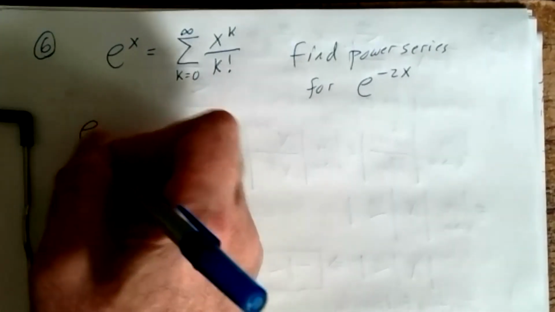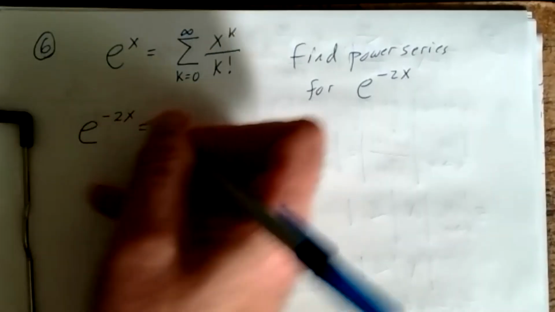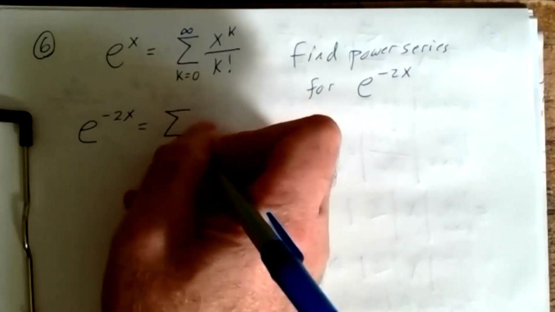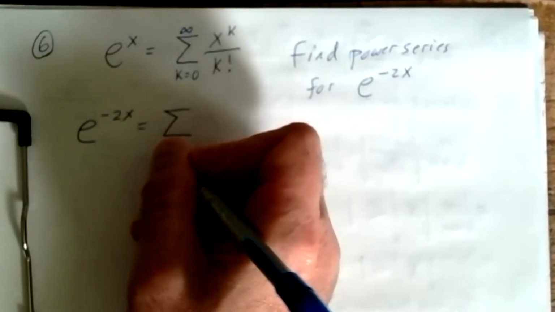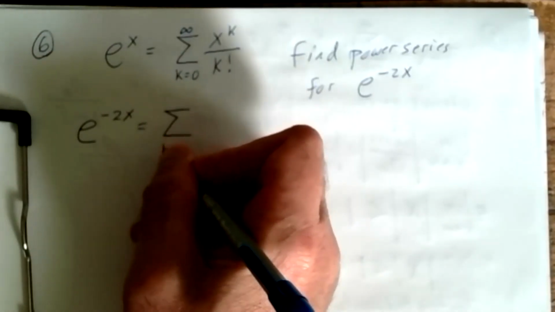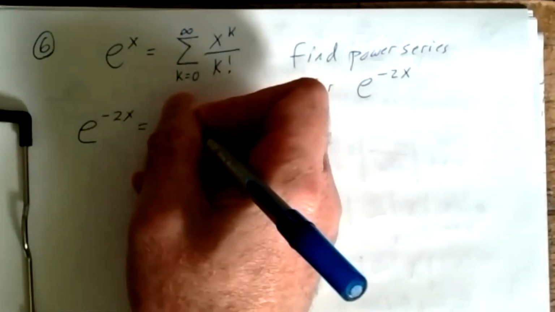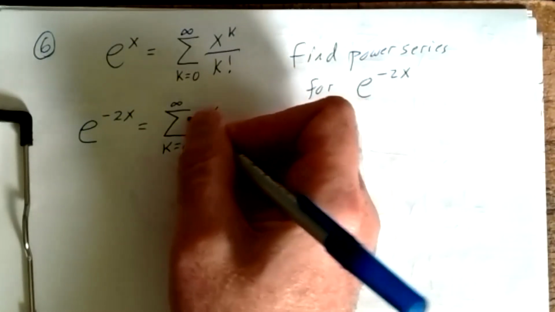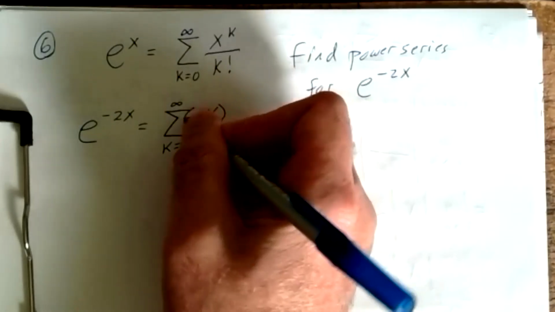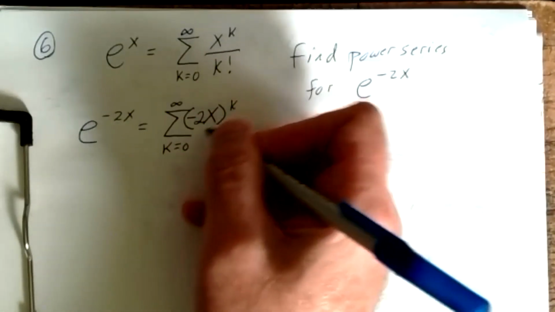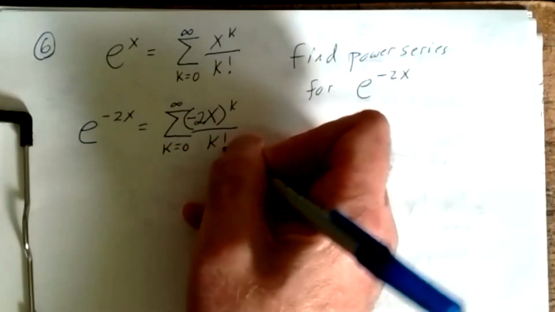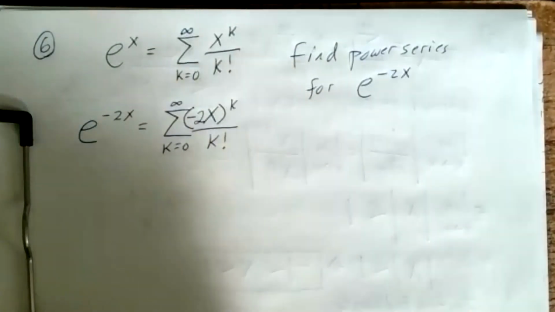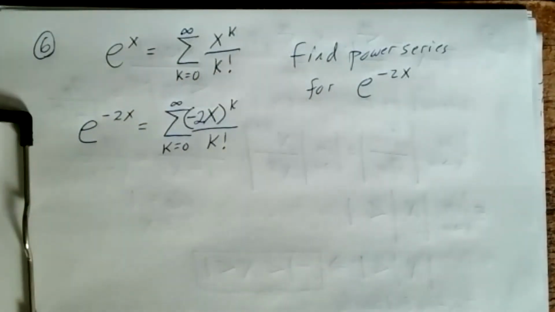So therefore, the power series expansion of e to the negative 2x power is going to be the sum with x replaced with what? Negative 2x. And that'll be to the kth power, and that sits over k factorial. There you go. You now have the power series for e to the negative 2x power. That's what it would be.